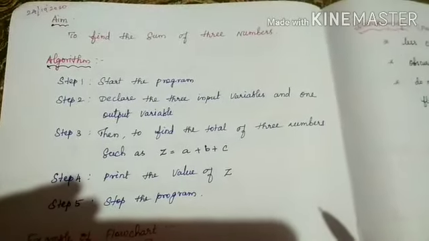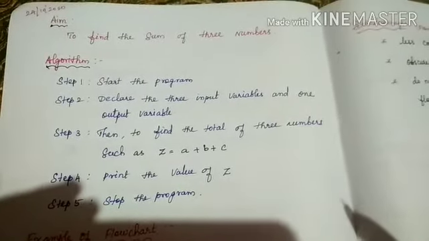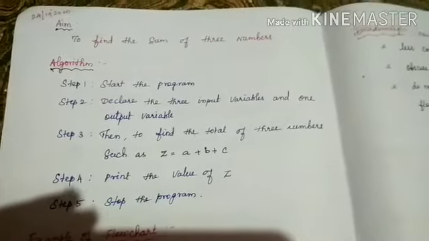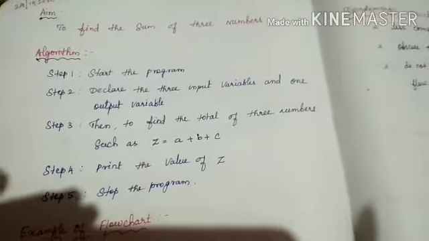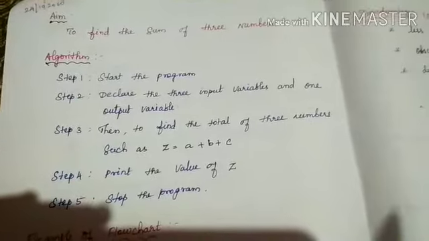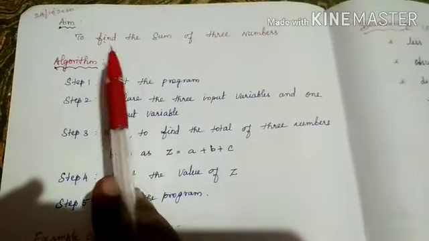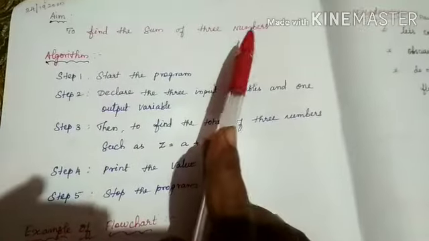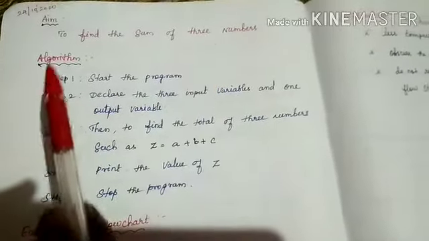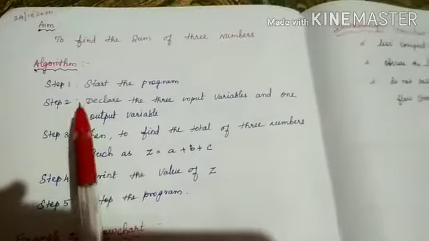Before going to composition, first we will see how to write the algorithm and then how to draw the flowchart based on the algorithm. First, for example, to find the sum of three numbers. This is the aim of the program. First we write the algorithm.